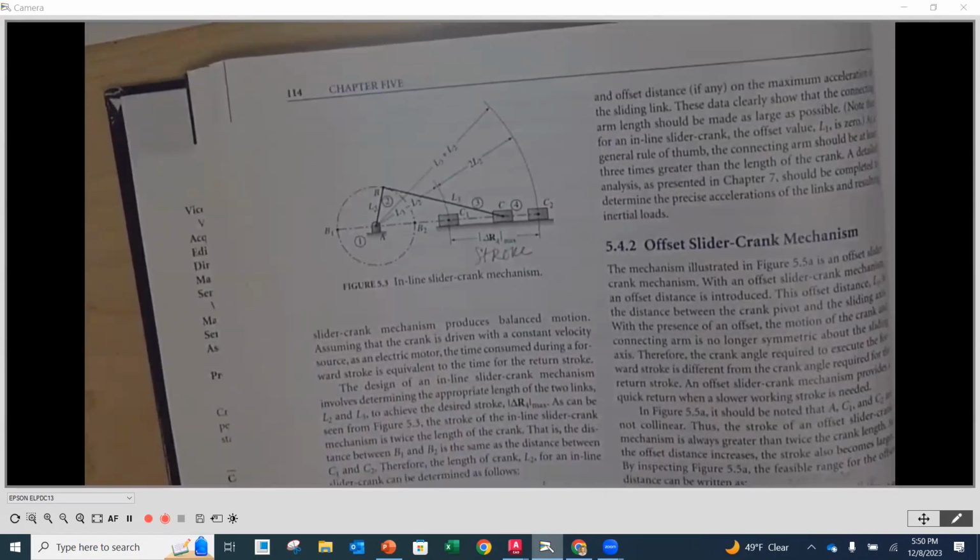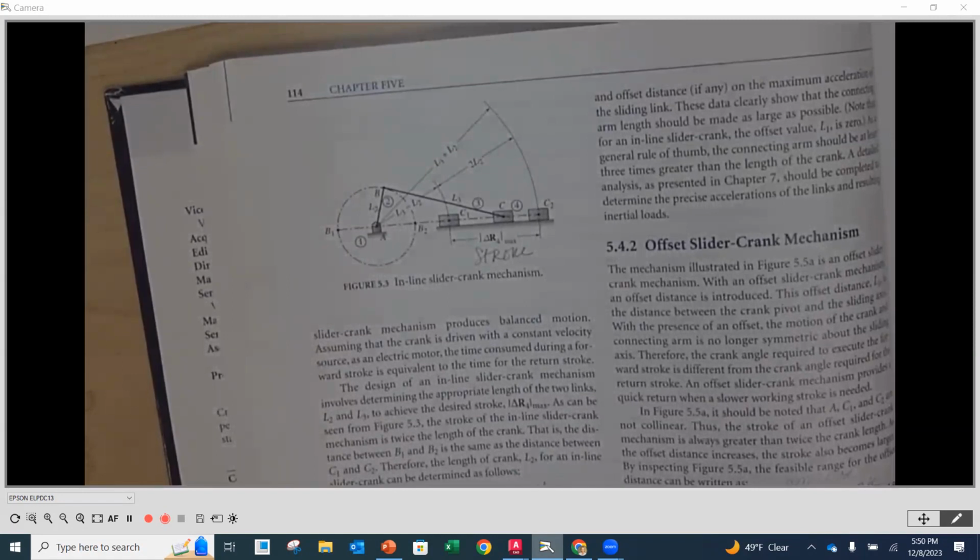Now, in the problems that you're going to do for the homework, there are 3 of them. You're going to do an inline slider crank, an offset slider crank, and a crank rocker. And there are some assumptions that you get to make as the designer. They're not giving you any spatial relationships that you have to fit within. They're only going to give you the final motion, like the stroke or what the throw is going to be. And then you get to pick the other numbers out of the air.